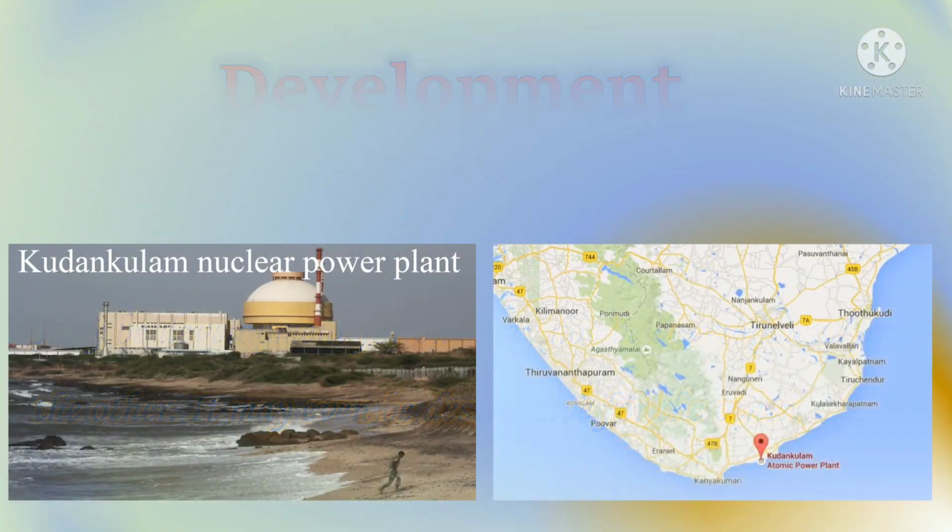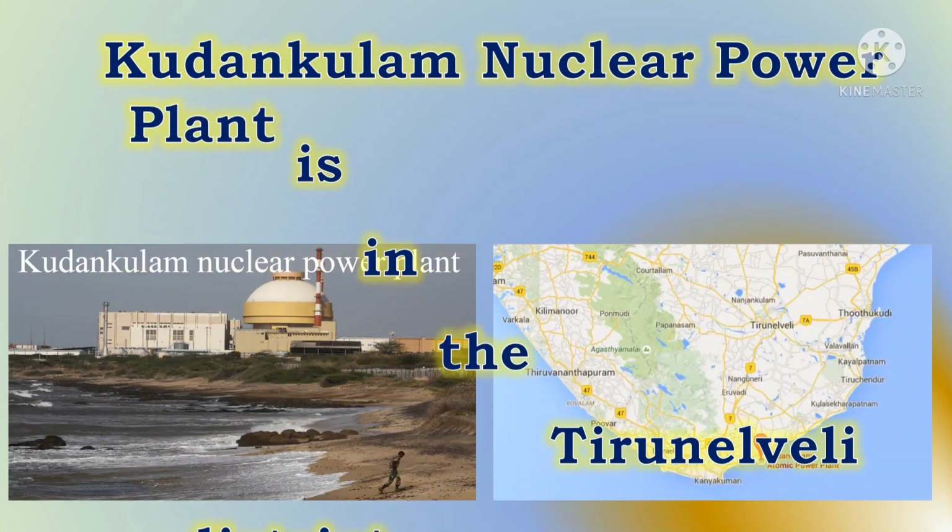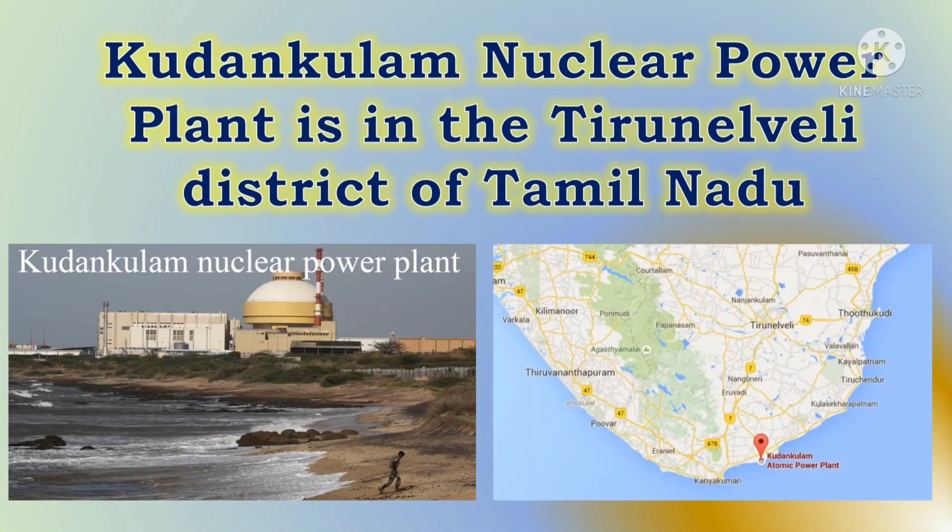For example, Kudankulam power plant situated in Tirunelveli district of Tamil Nadu. Actually, this was established to increase the power production in our country. But the people surrounding this plant protested against this project because this is not a development for them and it may be harmful for their lives.